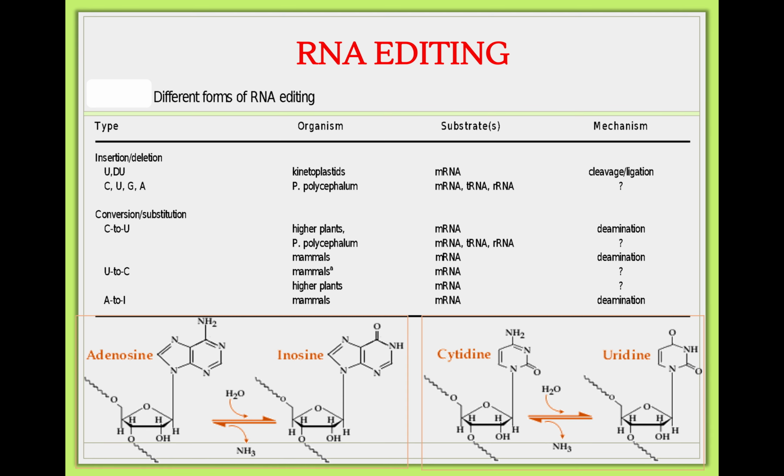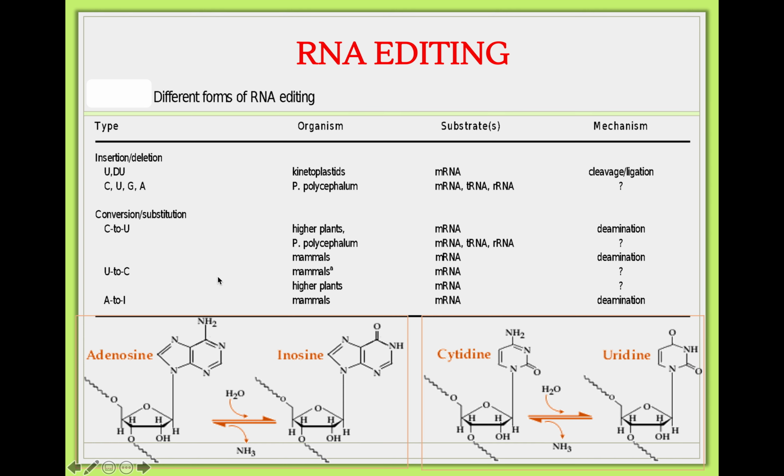Now, these are different forms of RNA editing in organisms, the substrate and the mechanisms, as you can see. So taking an example of the insert and deletion, we will go to the substitution in a while. For insert and deletion, for example, U and also D and U, this is in kinetoplastids, so in plant. So the substrate is the mRNA. So the mechanism is by cleavage or ligation. So for the C, U, G, and A, this is an example of the organism. So the substrate is actually mRNA, tRNA, and rRNA, but the mechanism is not really understood.